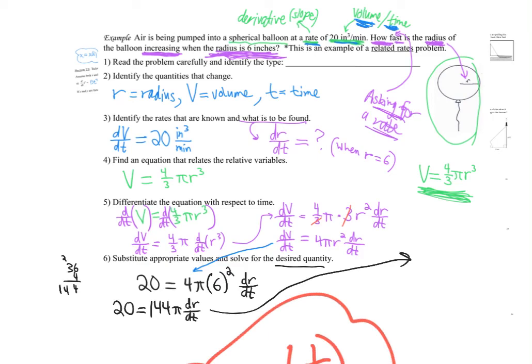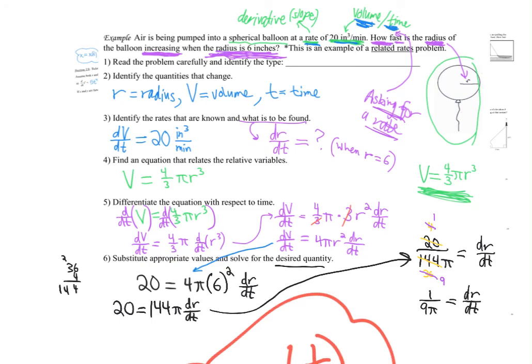Taking this and solving for dr/dt, I have 20 over 144 pi equals dr/dt. And I can clean this up a little. I can divide by 4 on the top and the bottom. If I do that, I'm going to get 4 over 36 pi. Oh, wait, I can actually simplify that more. So now I have 1 over 9 pi equals dr/dt.